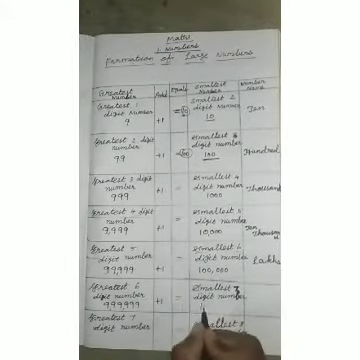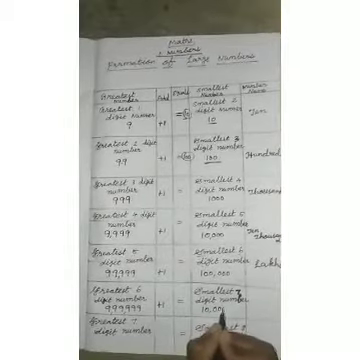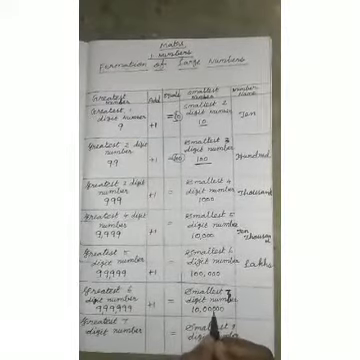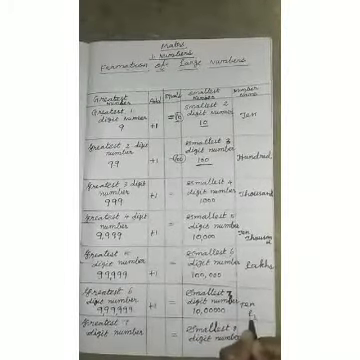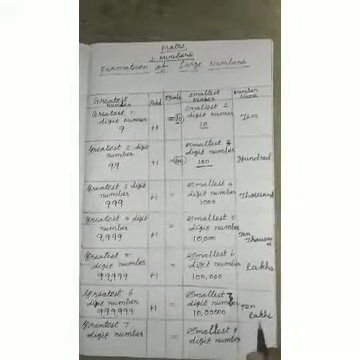10 lakhs. The number name? L-A-K-H-S. 10 lakhs. The smallest 7-digit number is 10 lakhs.